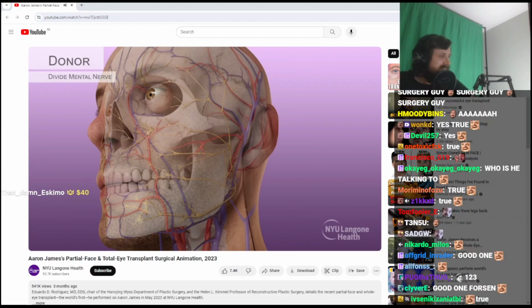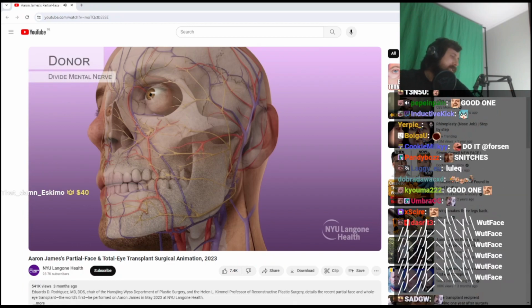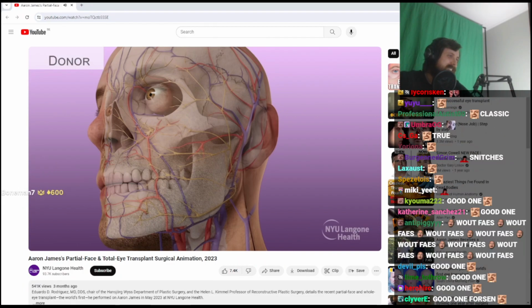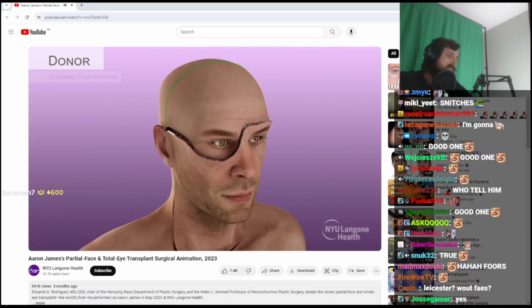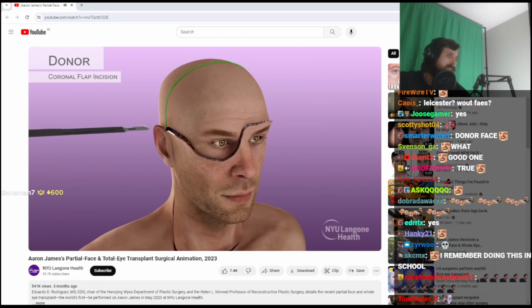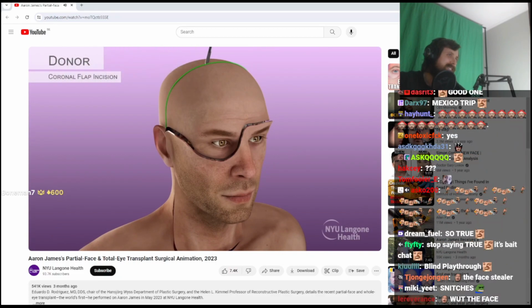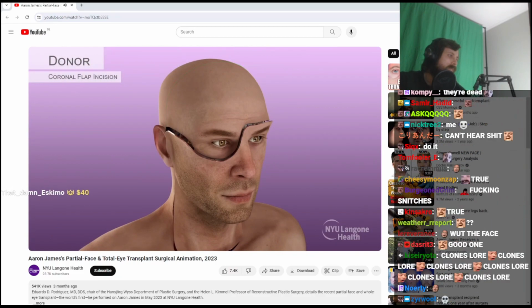The mental nerves were also carefully identified, divided, and included within the allograft to preserve sensation to the lower lip and chin. The scalp and soft tissues of the forehead were then reflected forward, and dissection proceeded down to the periosteal layer.